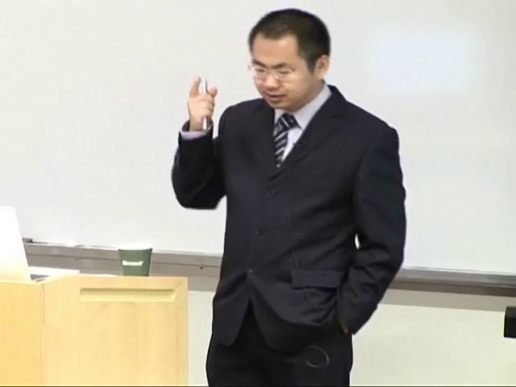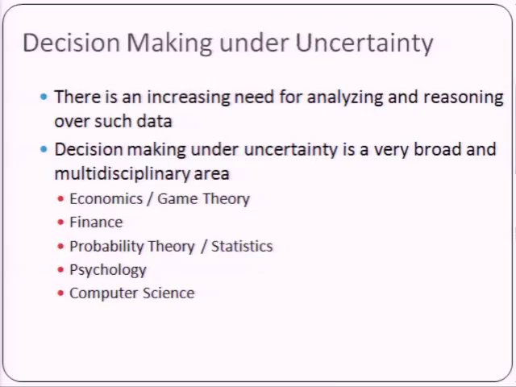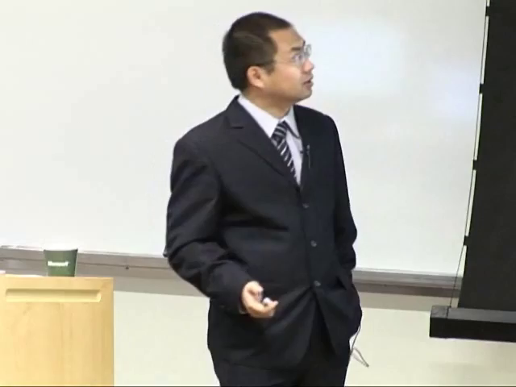So another big source of uncertain data is future data. Future data is definitely uncertain. So for example, tomorrow's stock market or stock price is uncertain. Because of the increasing volume of uncertain data generated every day, there's an increasing need to analyze and sort of reason over such data.